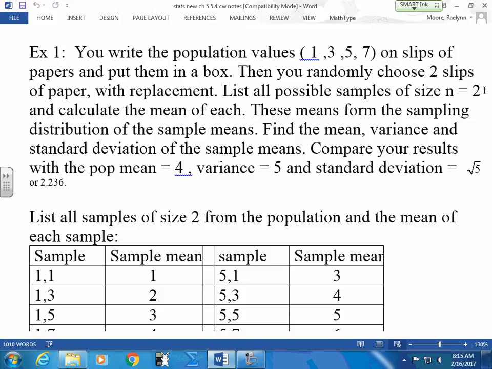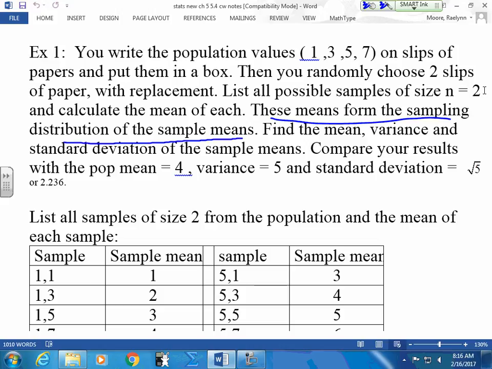the population values 1, 3, 5, 7 on a little slip of paper, and you put it into a hat or a box. You randomly choose 2 slips of paper with replacement, because remember, you always put it back into your population, because you can choose that person again. You're going to list all the possible samples of size 2 and calculate the mean of each. From these means form the sampling distribution of your sample mean.